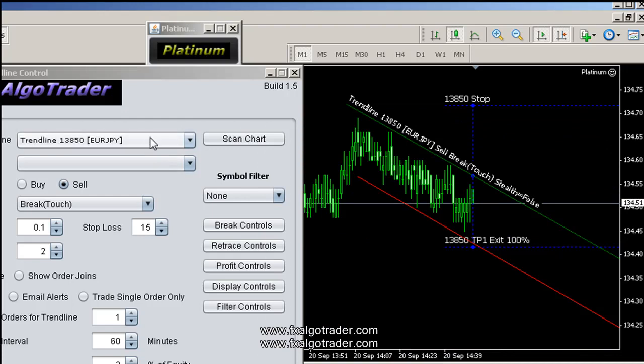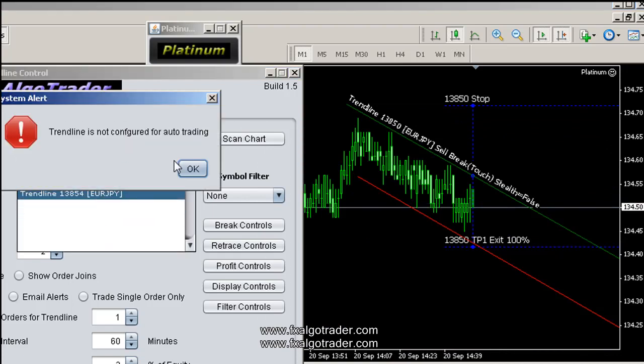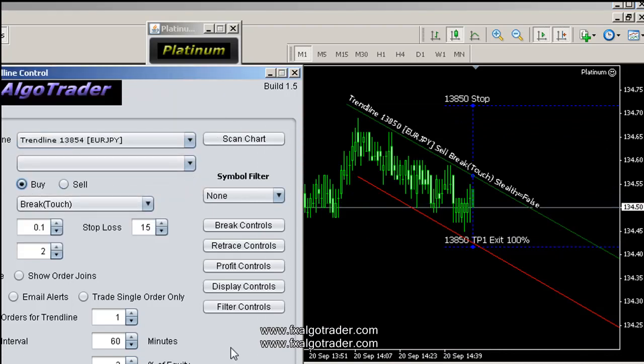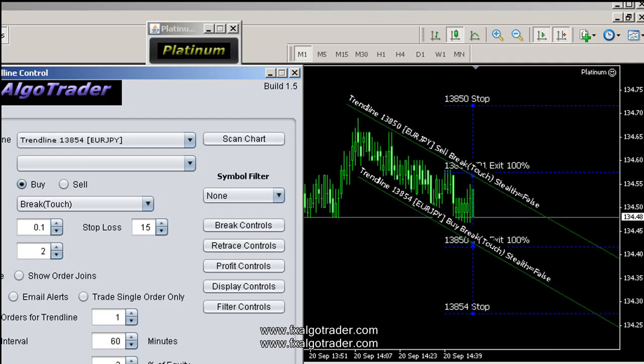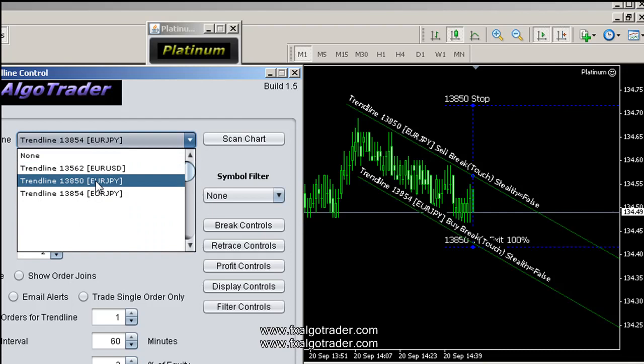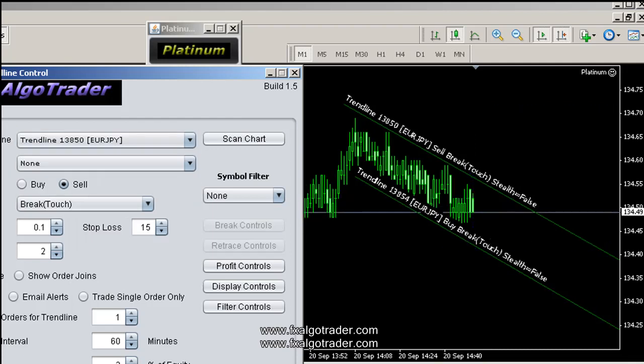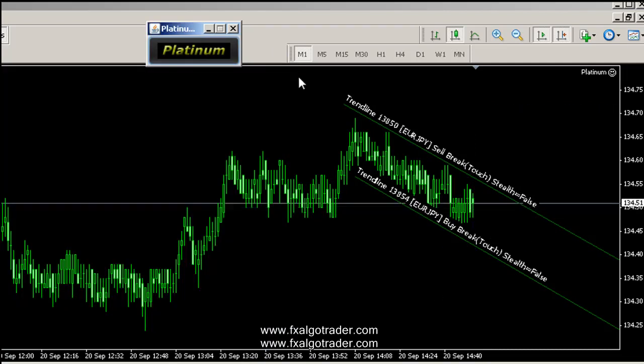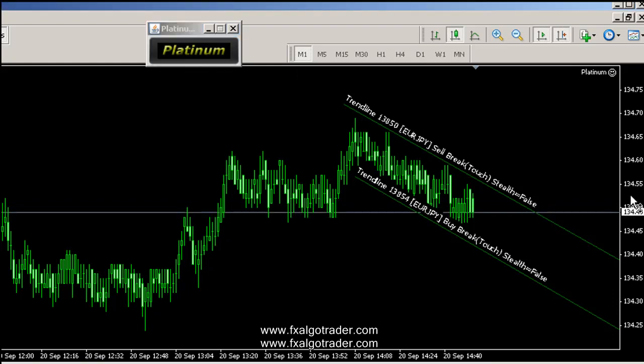Okay, and the other trend line below it, exactly the same, but a buy break touch instead. Okay. So there we go, that's come in now and showing our grid levels with 15 pips either side. Get rid of the grid on that one and also on that one. Tidy things up. Get rid of the main trend line control interface. Make the chart a little bit bigger.